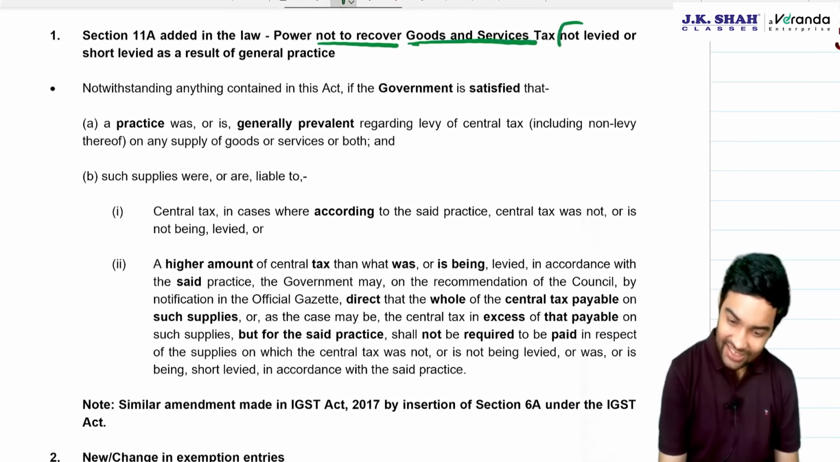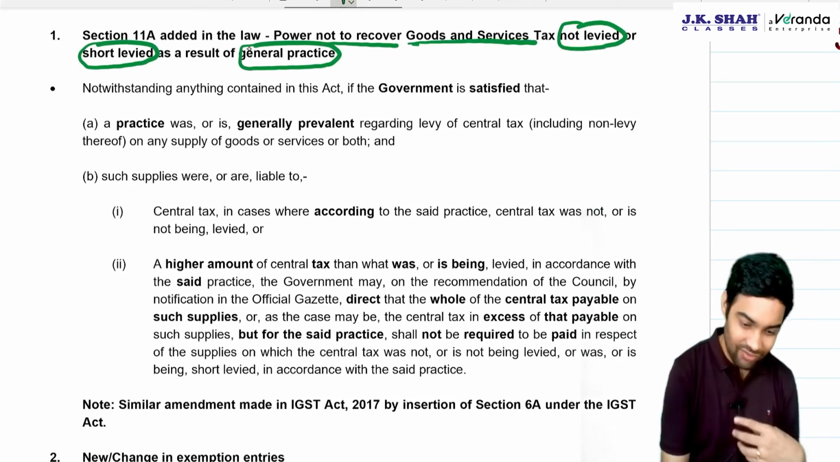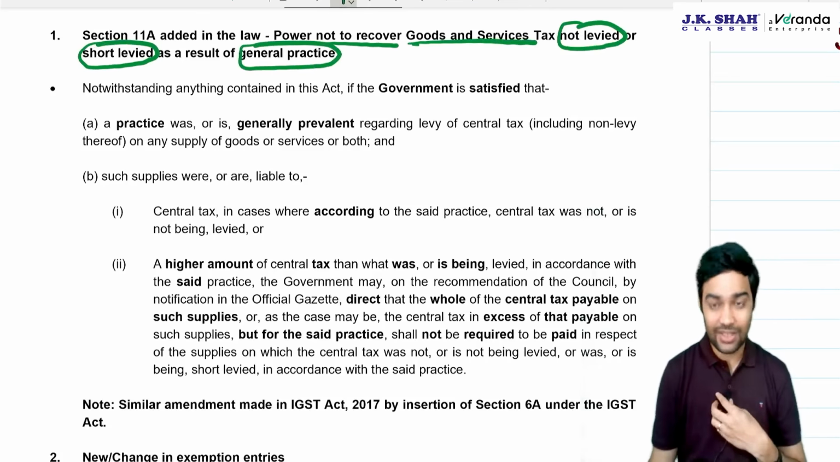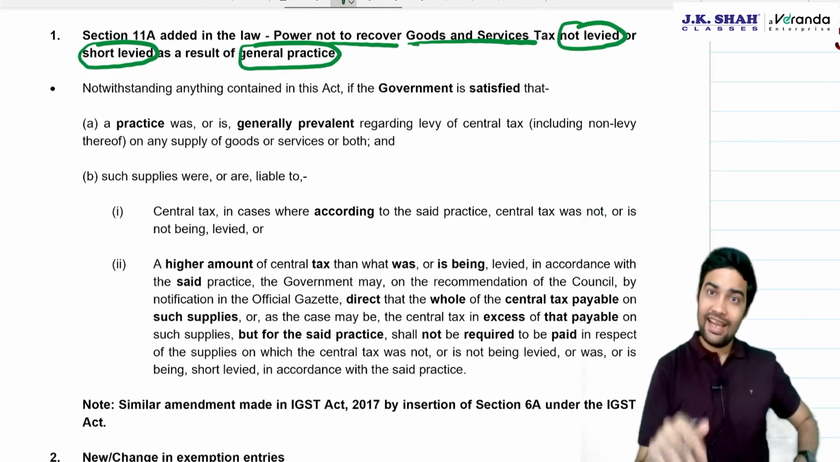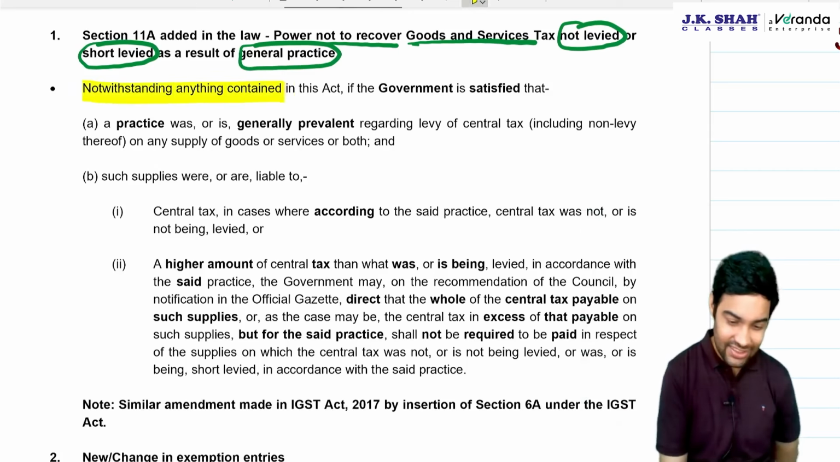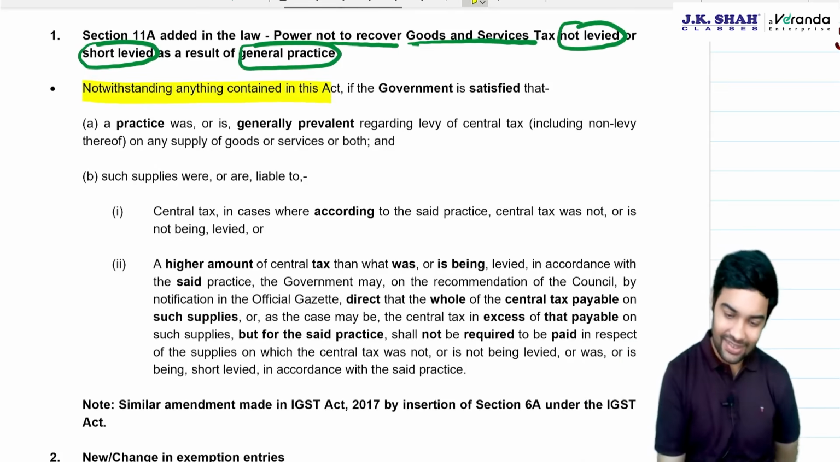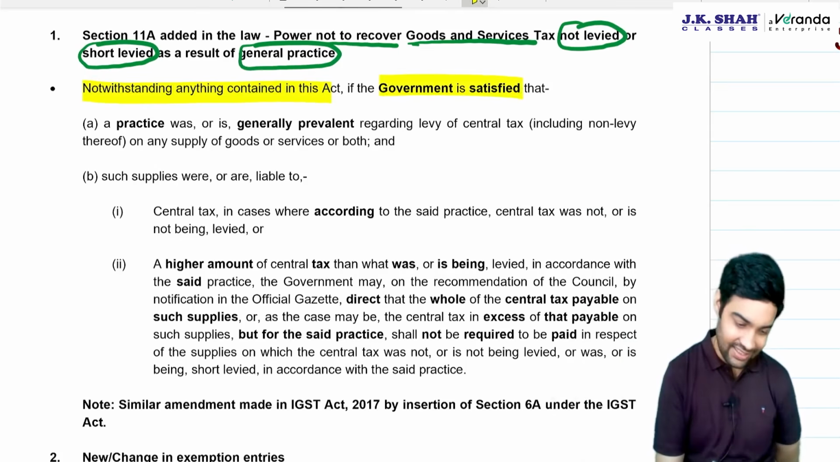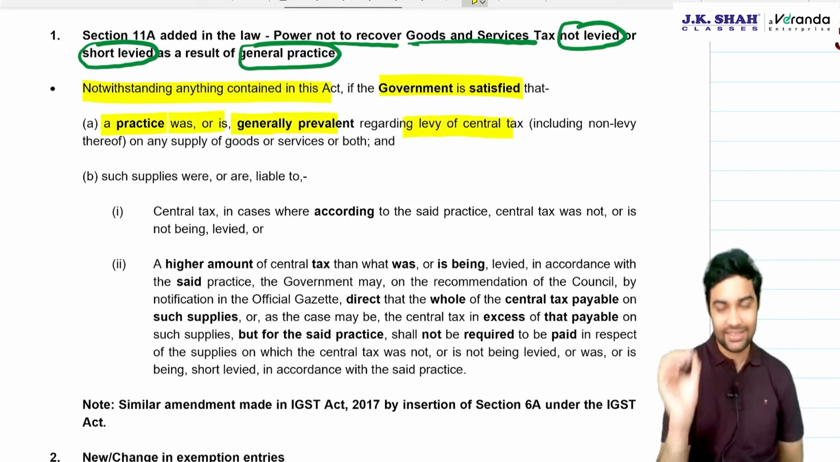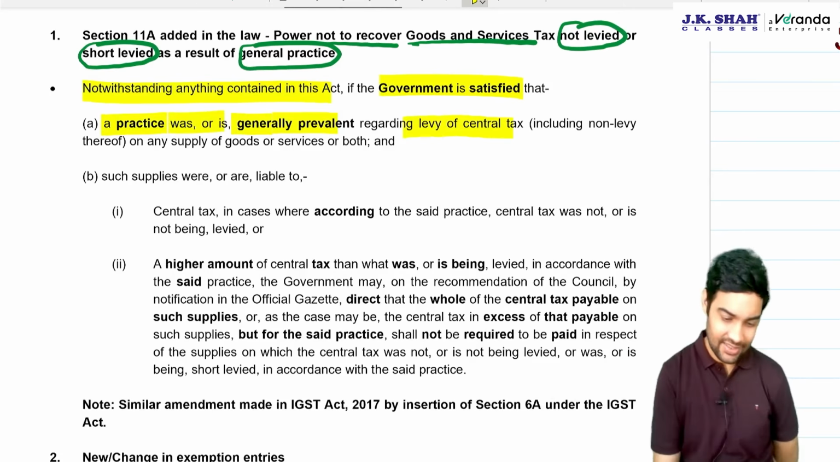GST levied or short levied as a result of general practice. It was a general practice, and government is waiving it. Notwithstanding anything contained, if government is satisfied that the practice was or is generally prevalent regarding levies. The same point is there in the SGST law as well.